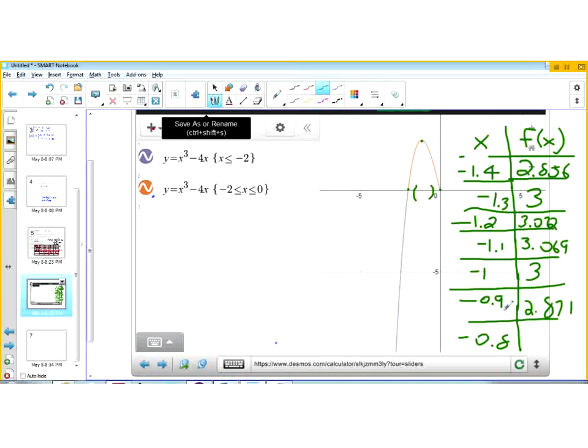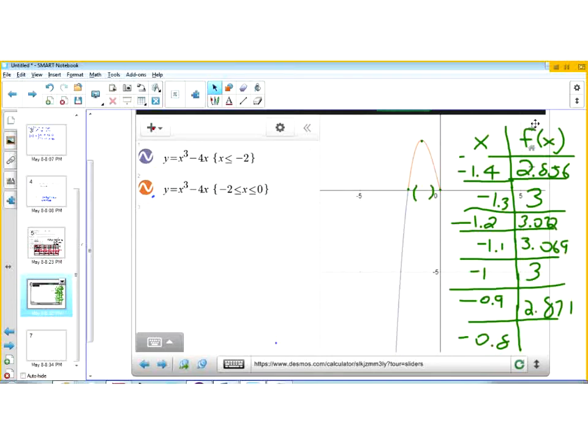Can you see from the table what's going on here? We can see that as we approach, say, -1.2, the numbers are getting bigger. Okay, so if we're to the left, let's plot -1.2 here.